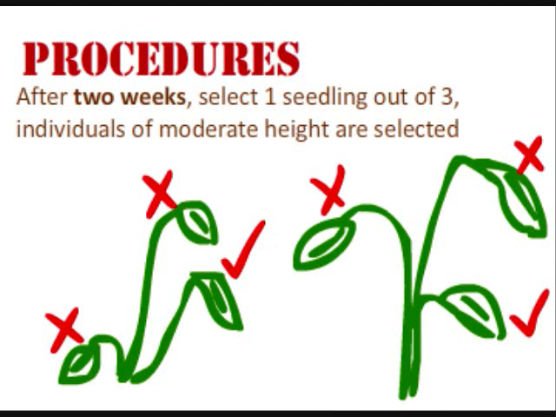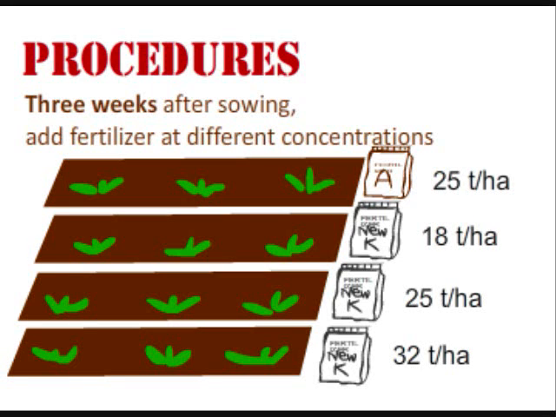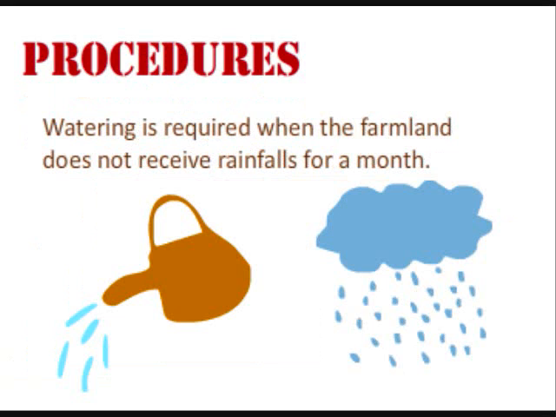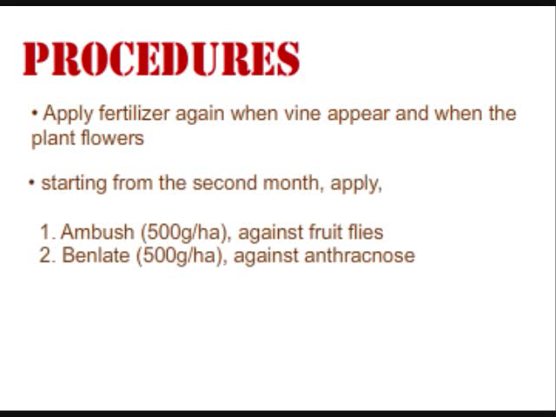In the second week, we choose 1 seedling out of 3. The individuals of moderate heights are selected. A week later, we apply the treatments of fertilizers at different concentrations. Watering is generally not required, but if the farmland does not receive rainfalls for a month, we will water the plants. We apply the fertilizers again when veins appear and when the plants flower. In addition, starting from the second month, we apply ambush to control fruit flies and bandlate to control anthracnose. If weeds appear, we will remove them by hoeing.